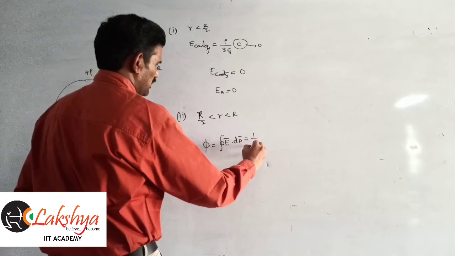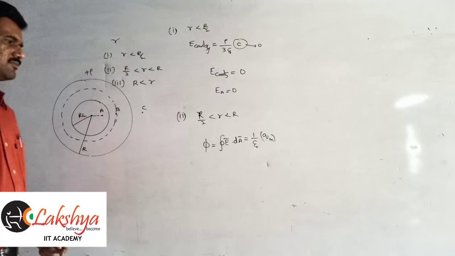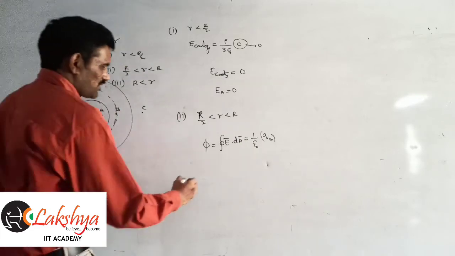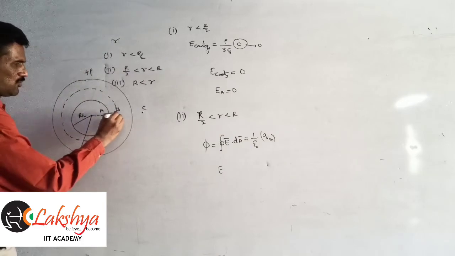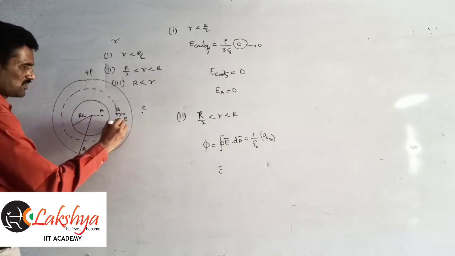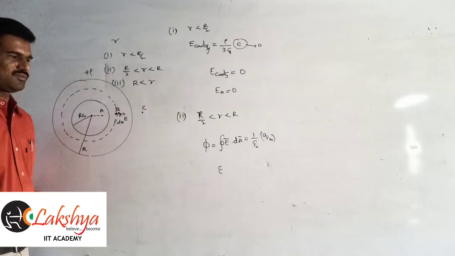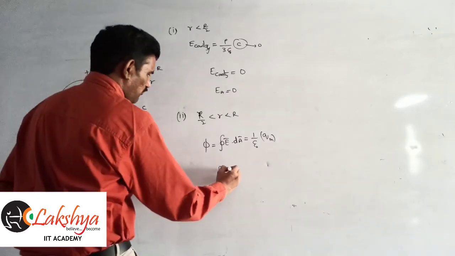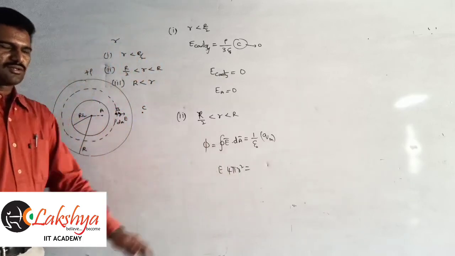times q in, right? And so now directly I am substituting those values here. E into dA, here again that E bar and dA bar will be along the same direction. At point B, if I consider dA along this direction, E is also along this direction. So then E into 4 pi r square I am writing here. And this term we know already. Next, the term we need to calculate here.